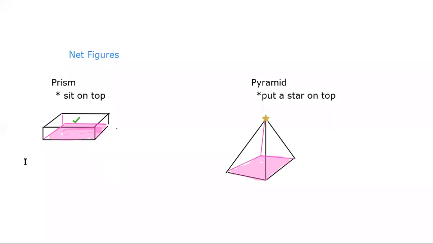So the one on the left is a rectangular prism, and the one on the right is a rectangular pyramid. They both have the same shape on the base, a rectangle, but they have different tops. One comes to a point, one is flat. There's the difference between a prism and a pyramid.